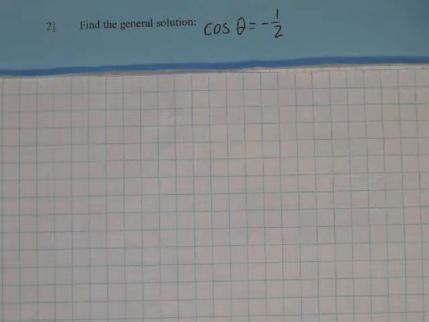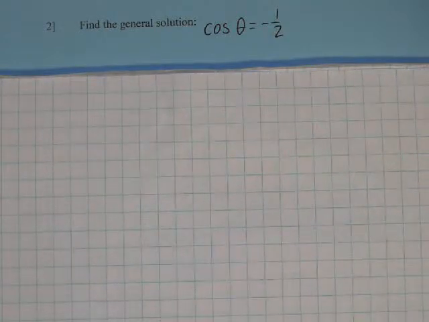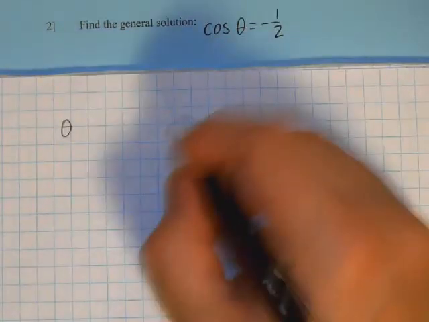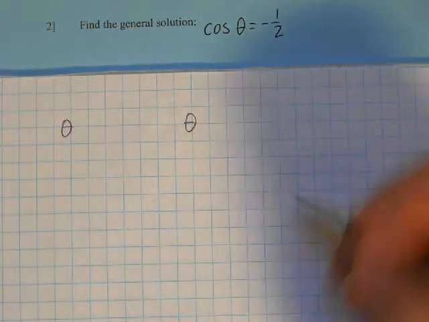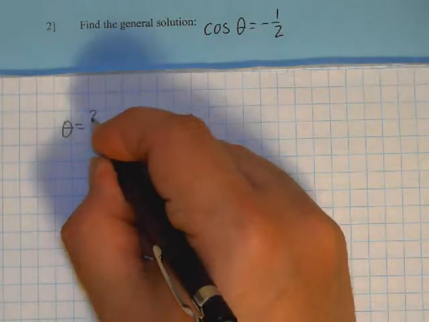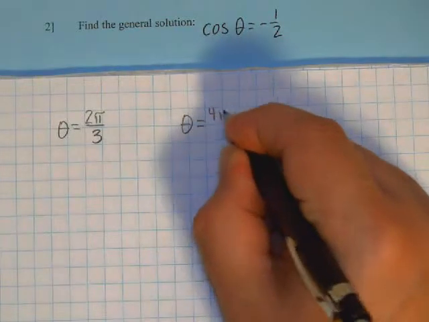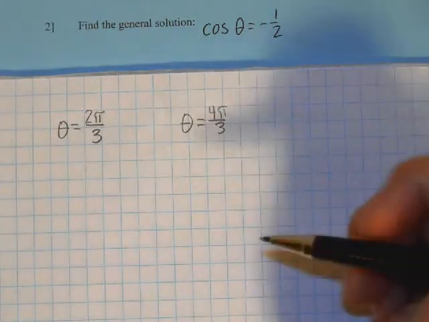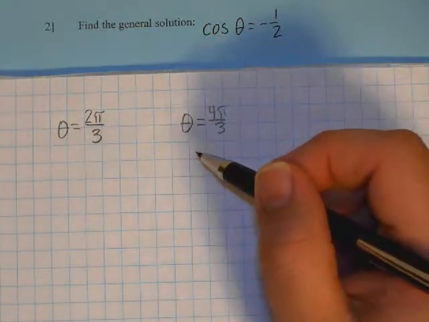Okay, for number 2, I asked for the general solution of this trigonometric equation. So first we can look on the unit circle and find, well, when is cosine of theta equal to negative 1/2? And we find that there's two values on the unit circle where cosine is equal to negative 1/2, at 2 pi over 3 and at 4 pi over 3. So if the question was solve on the interval from 0 to 2 pi, these would be your solutions.